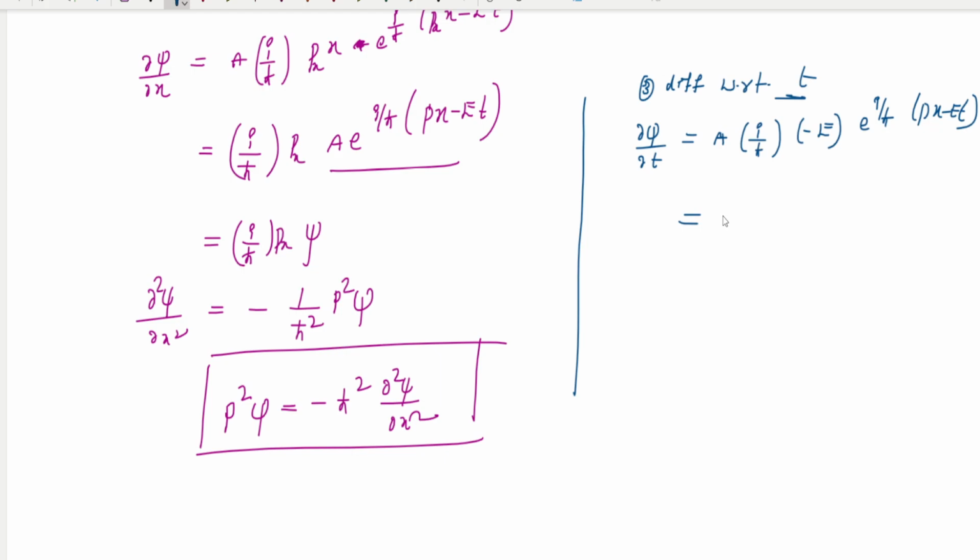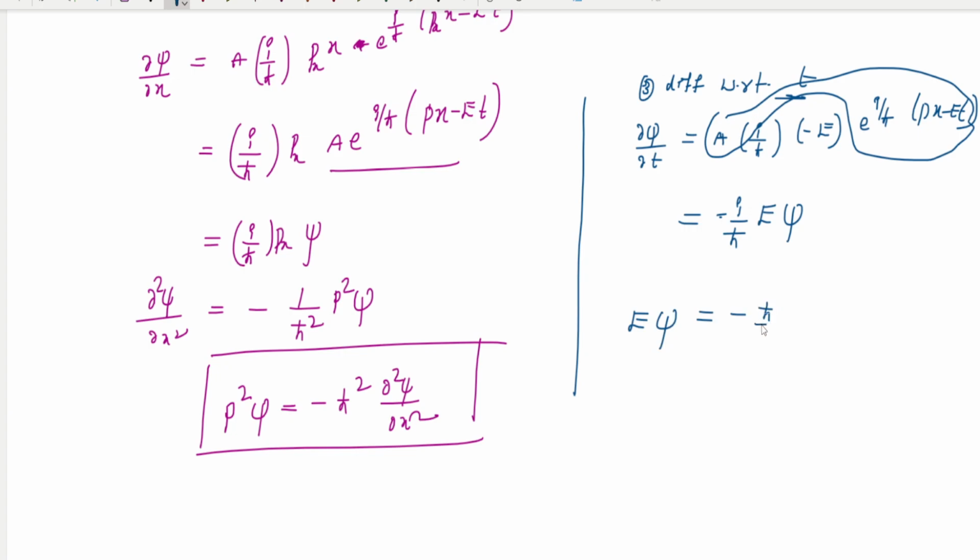So this is all the wave function psi. Therefore I'm going to write it like this: ∂ψ/∂t equals −(i/ħ) E ψ. Then, for Eψ, Eψ equals −ħ/i ∂ψ/∂t. Sorry, only t, not t squared. So this is the second one.